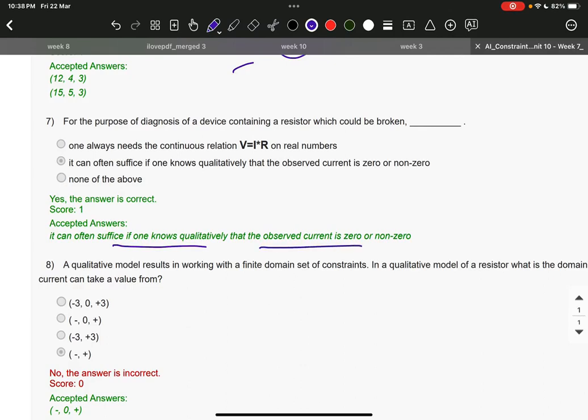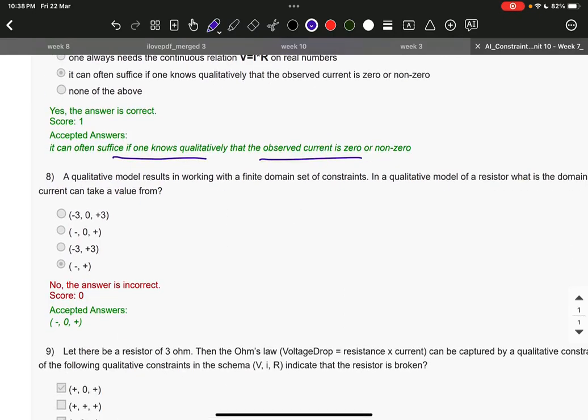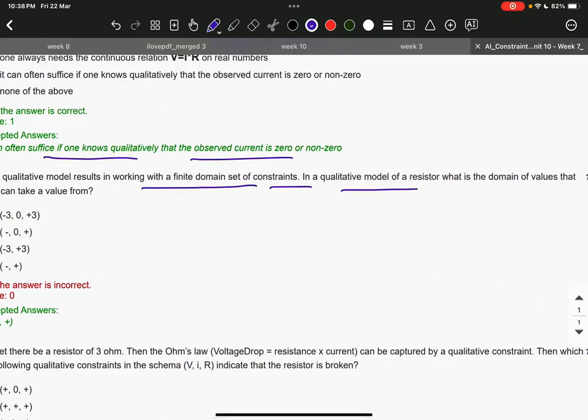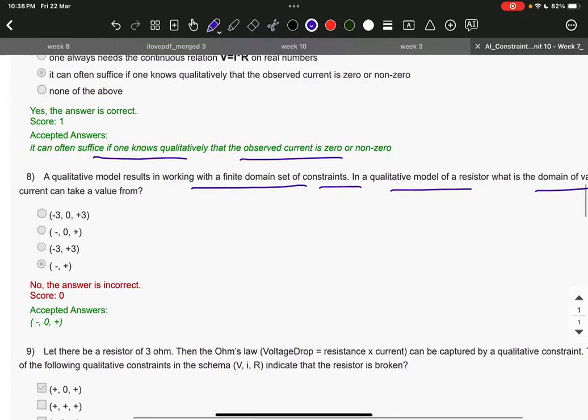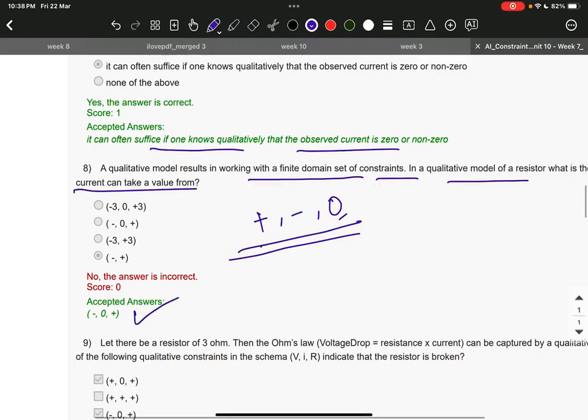The resistor seems to be broken. Current can be 0, current can be non-zero. A qualitative model results in working with a finite domain set of constraints. In a qualitative model of a resistor, what values can current take? It can take a positive value, a negative value, and zero current. Zero is also a current value. That's why this option is correct.